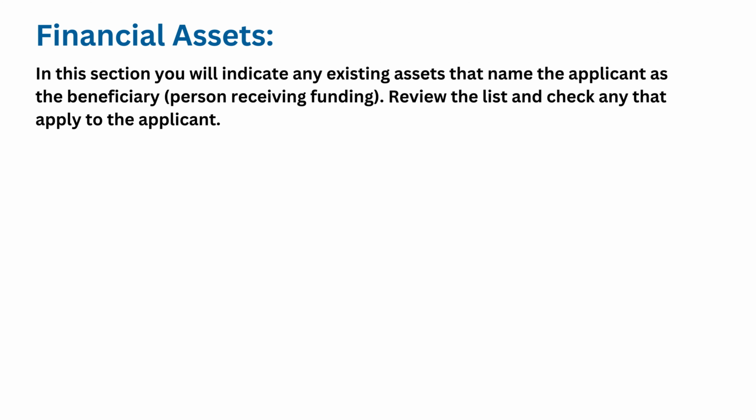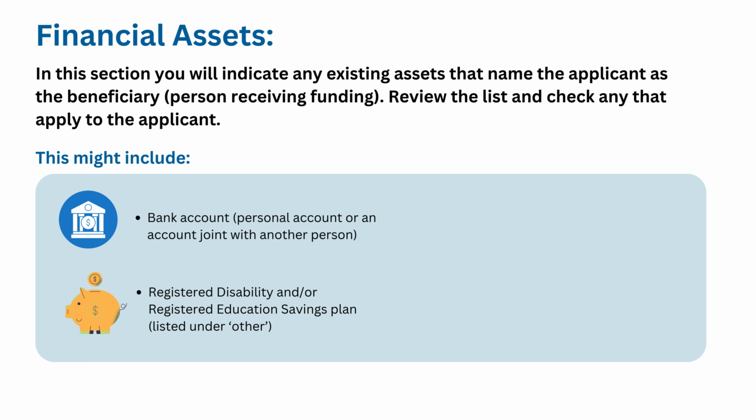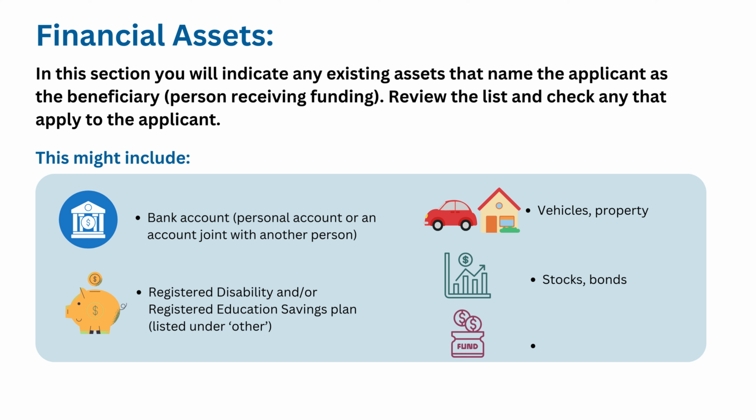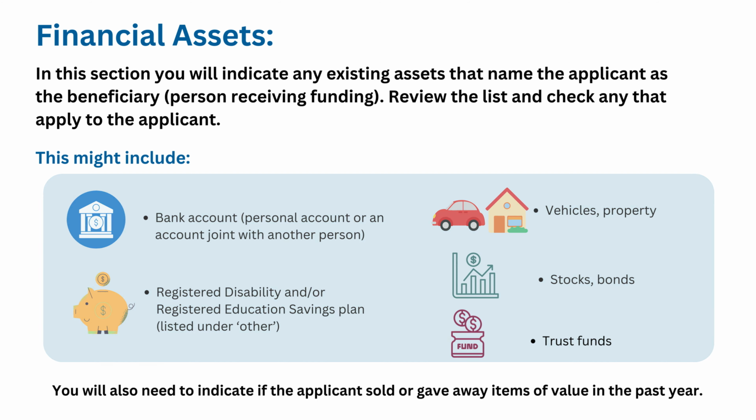So assets that might be relevant would be the applicant's bank account, including an account that's joint with another person. Under Other, there are both registered disability and registered education savings plans. So you would list these, including a registered education savings plan that is joint with other siblings. You would indicate if the applicant owns property or vehicles, stocks or bonds, or has any active existing trust fund accounts. At the bottom, you will also need to indicate if the applicant sold or gave away any items of value, such as if they sold a vehicle over the past year.